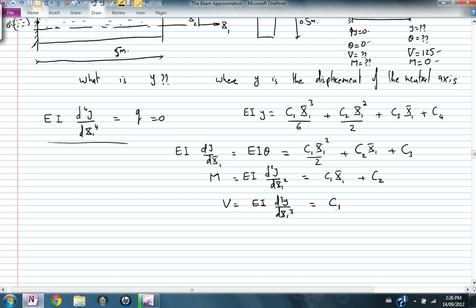Okay, so the boundary conditions are as follows: at x1 equals 0, y equals 0, which means that 0 is equal to 0 plus c4, which means c4 is equal to 0. At x1 equals 0, the rotation is equal to 0, which will give me that 0 is equal to c3.